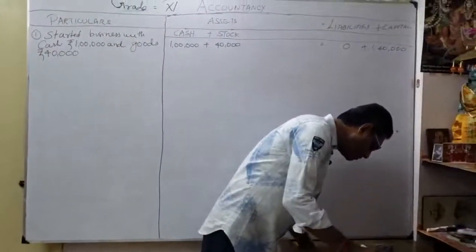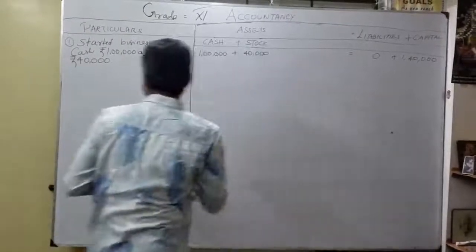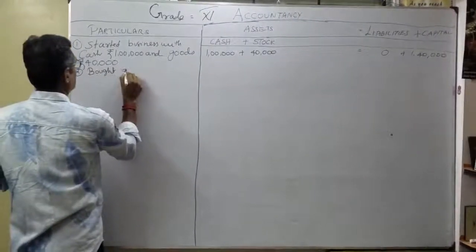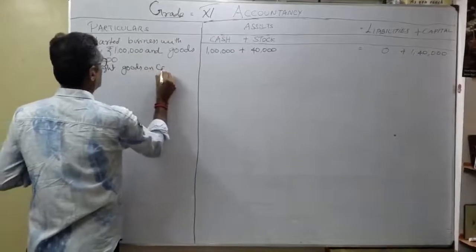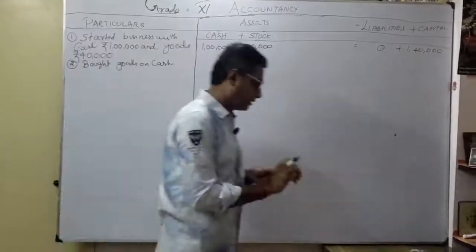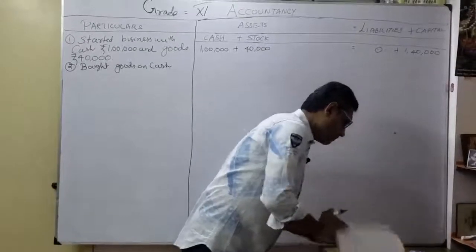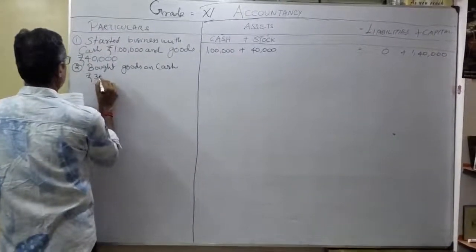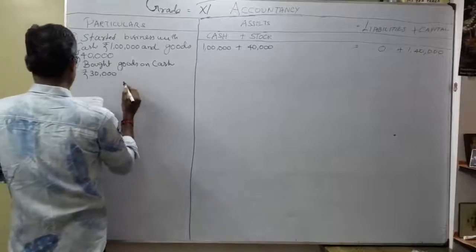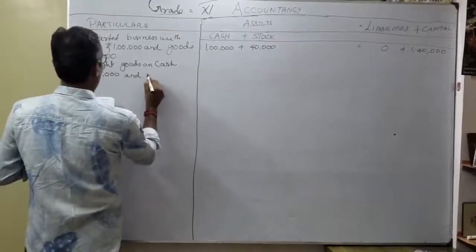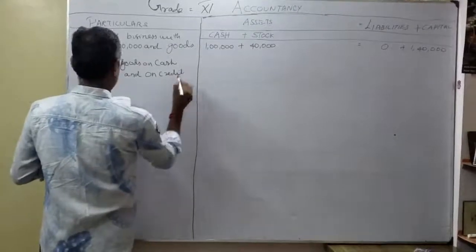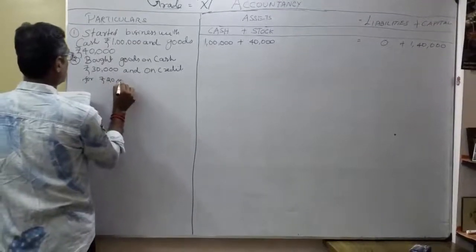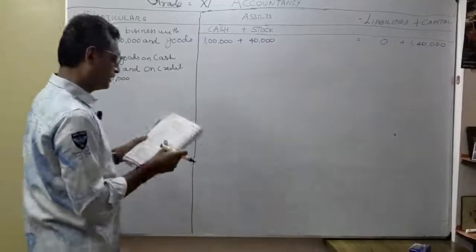What is the second one? Bought goods on cash 30,000, and on credit for 20,000. So that's the idea here.